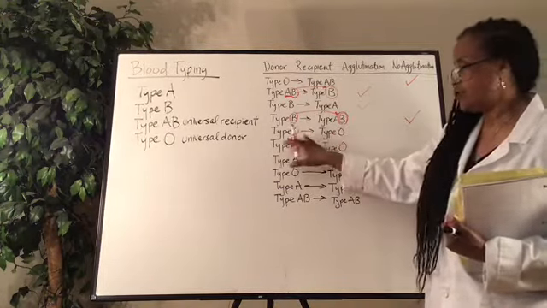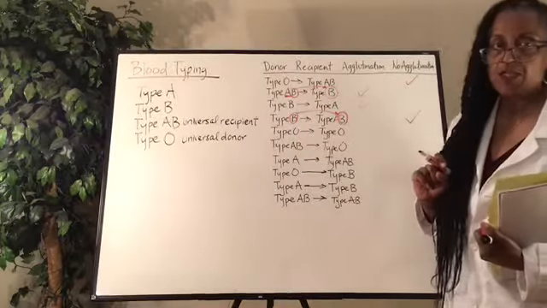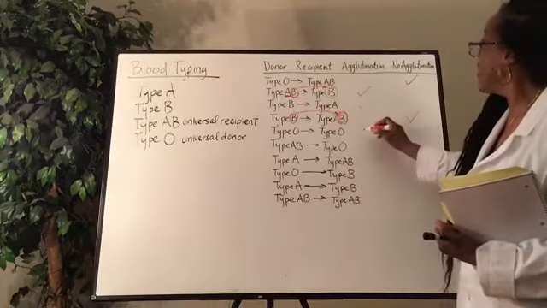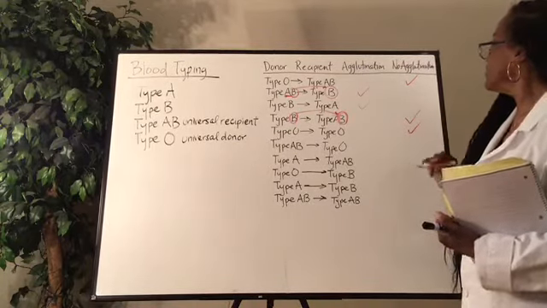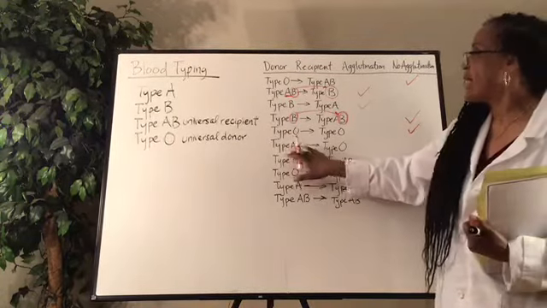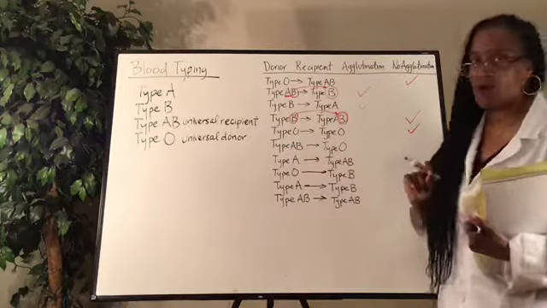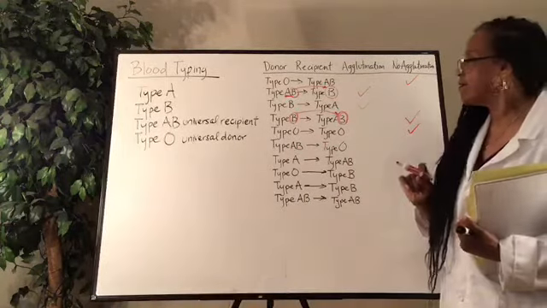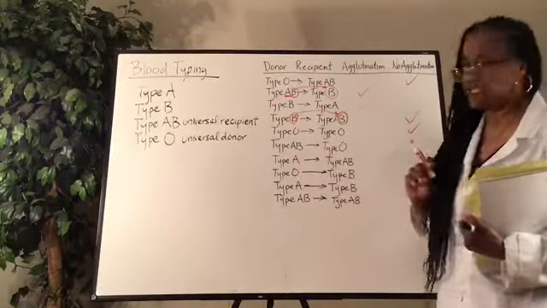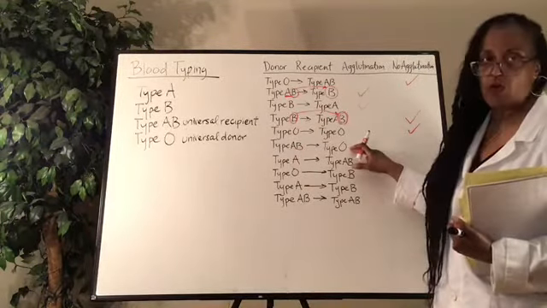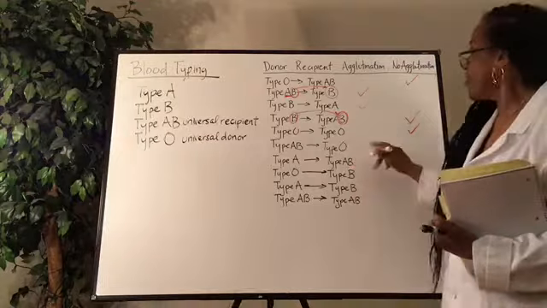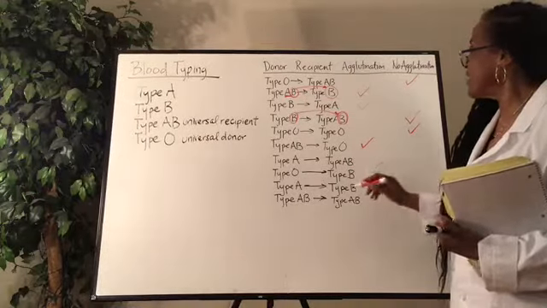Fine. This donor can donate blood to a type O. Of course, likes can accept likes, so no agglutination. Type AB wants to donate to type O. What do you think? Can type AB donate to type O? No. Type O can only take type O. So that would be an agglutination there.